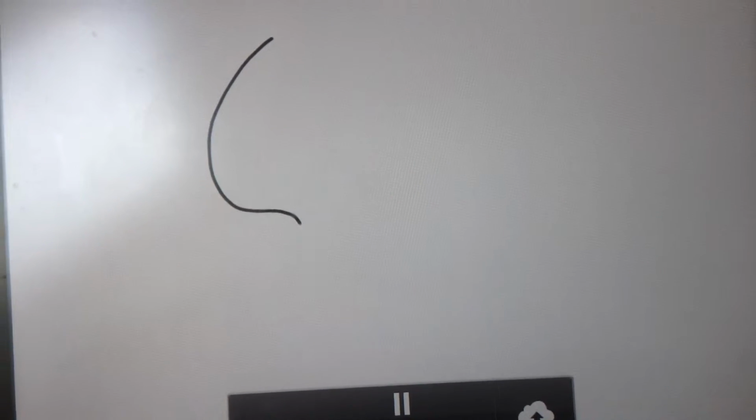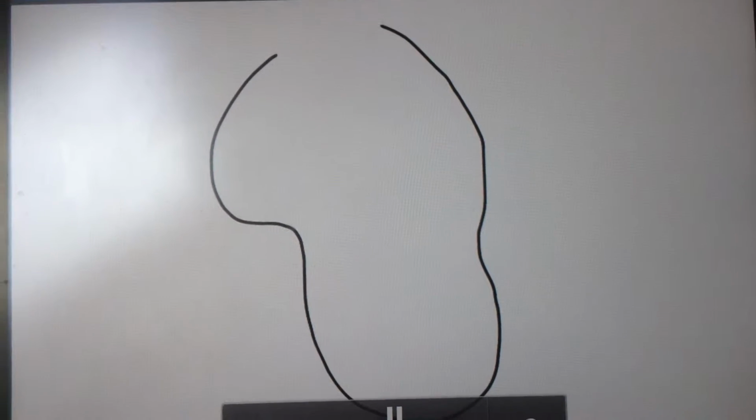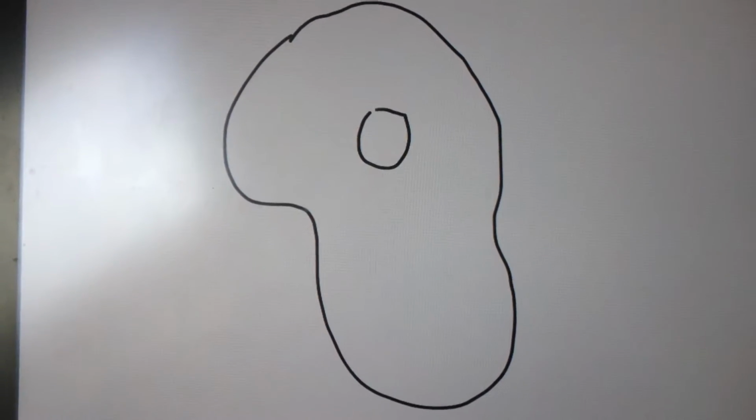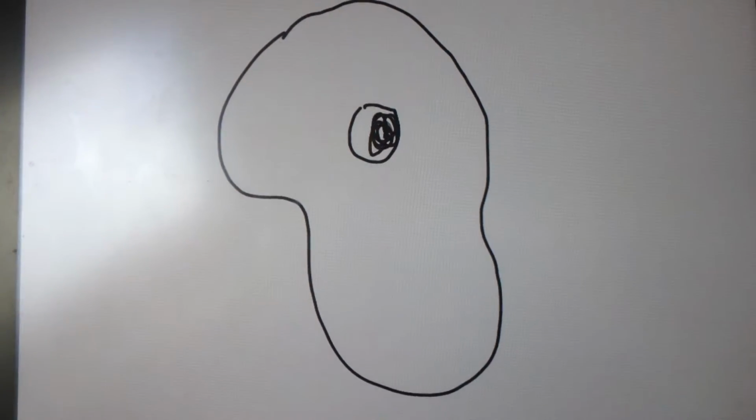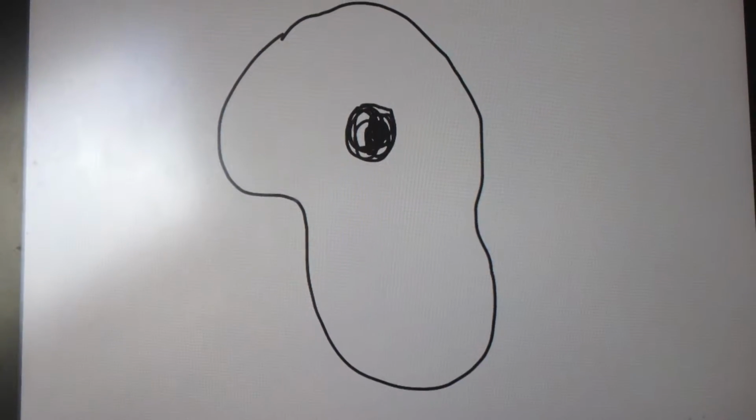This is the animal cell. The animal cell can take any shape it wants to. Inside the animal cell, you can find the nucleus. The nucleus is like the brain of the cell. It contains all the DNA.